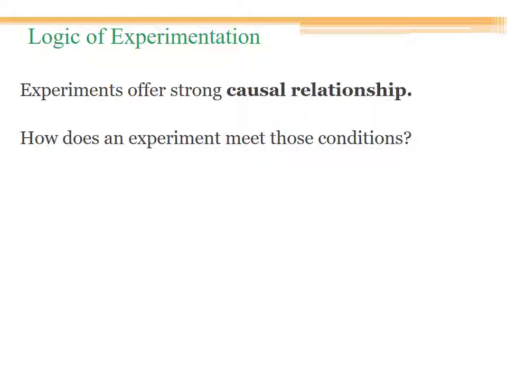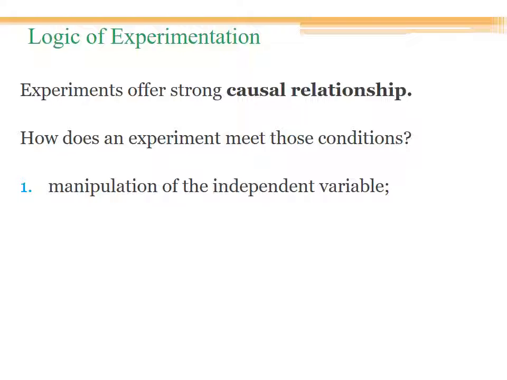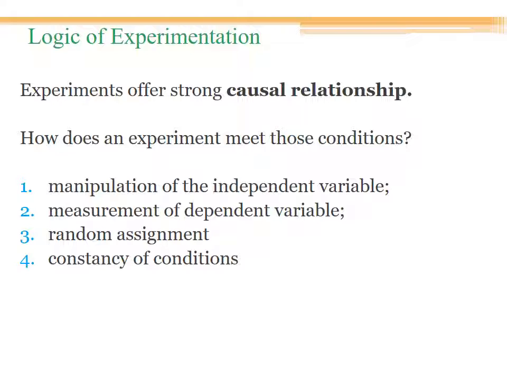How can we ensure that an experiment meets those conditions? Through the manipulation of the independent variable, the measurement of a dependent variable, random assignment, and constancy of conditions. The first 2 steps address the association and direction of influence criteria of a causal relationship, while steps 3 and 4 address non-spuriousness. Okay, so now we know what the criteria for causal relationships are and how the method of experiment can meet those conditions.